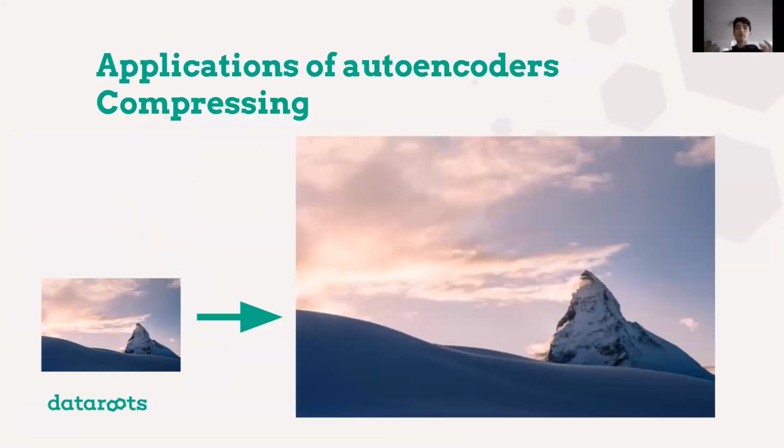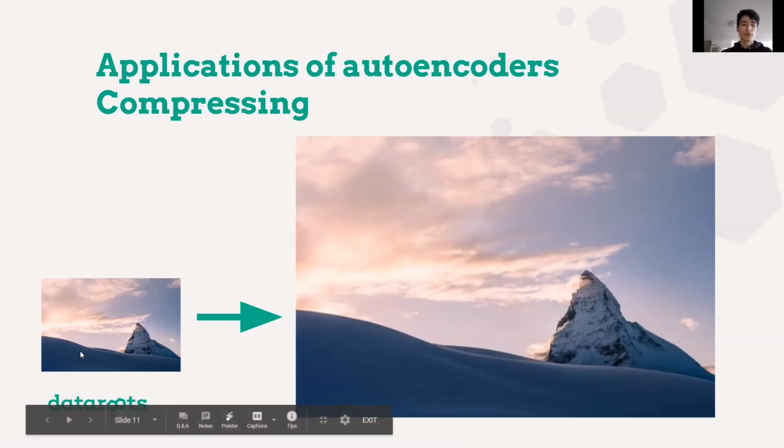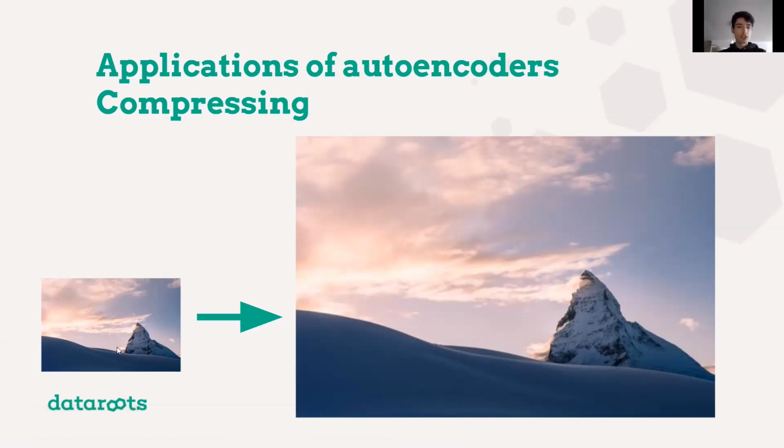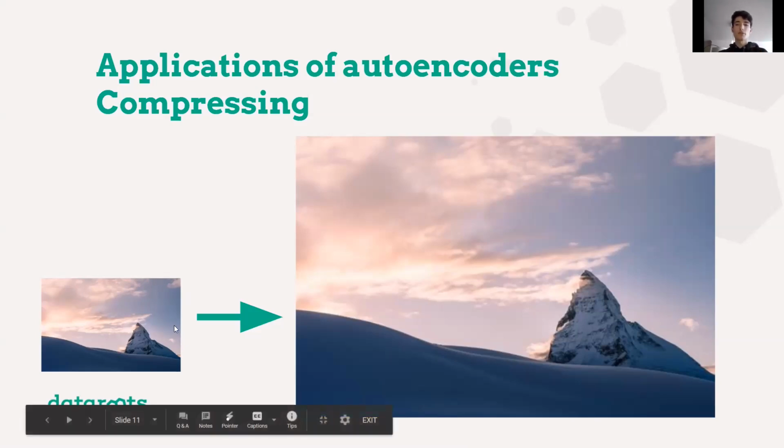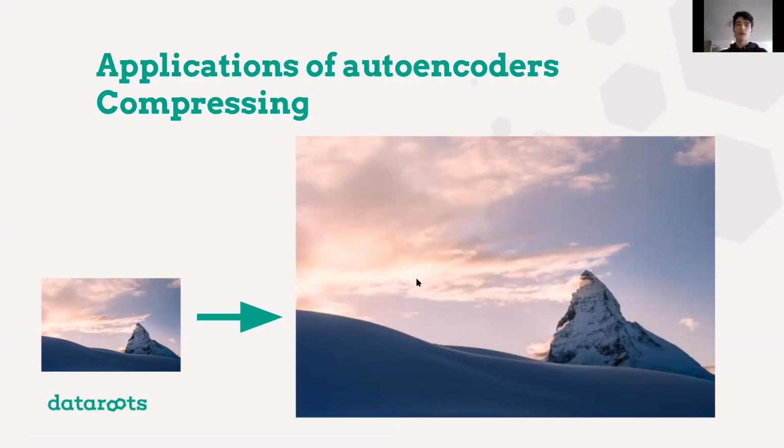So what are the applications of autoencoders? Autoencoders are quite like a family, a bit like neural networks. You have different types of autoencoders, but in general, what are the applications? The first application is compressing. As I said, for example, you can give to your autoencoder low definition images and train the autoencoder to rebuild the high definition images. So this is for compression.